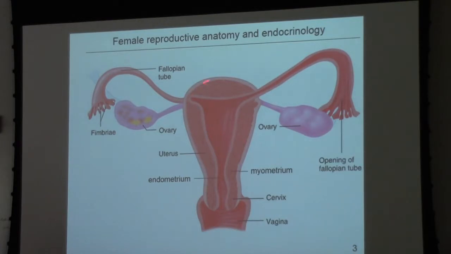The uterus is this pear-shaped structure connected to the vagina. The cervix is the muscular area at the connection between the uterus and the vagina, which is closed during pregnancy. It has openings, of course, when the woman is not pregnant, allowing sperm to enter from the vagina into the uterus and into the fallopian tube during fertilization.